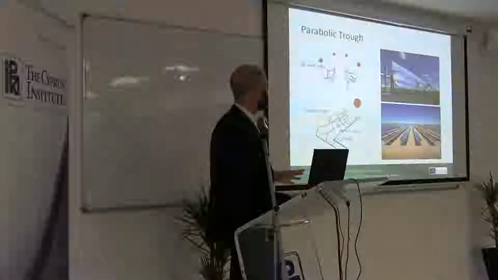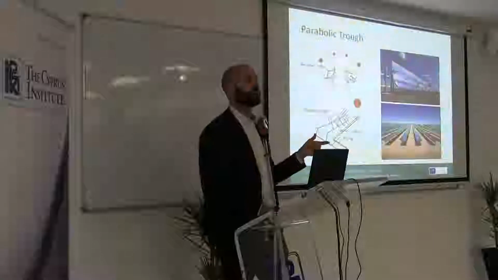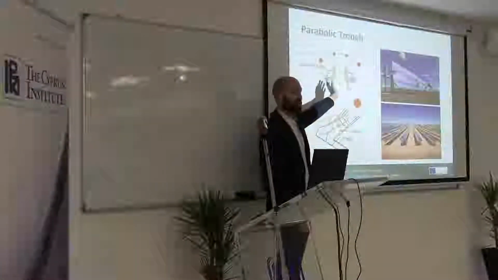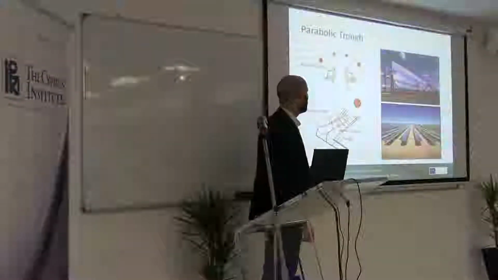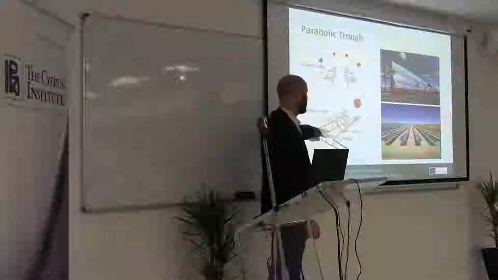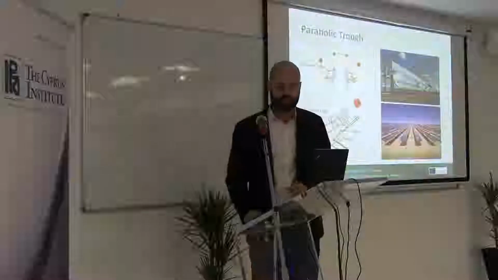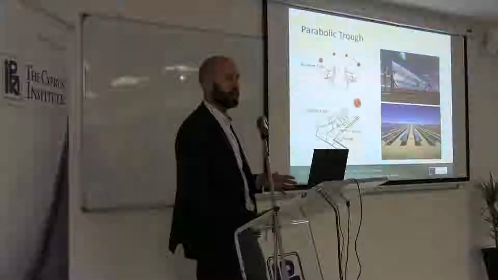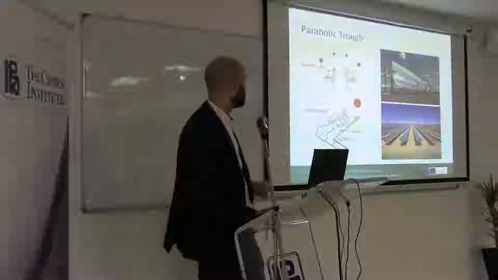And in this case, the system can track the sun only along one axis. So as you can see here, during the day, the system will move this way. And again, concentrate the solar radiation along a line. Here, the concentration factor is maybe around 70 or something like this.